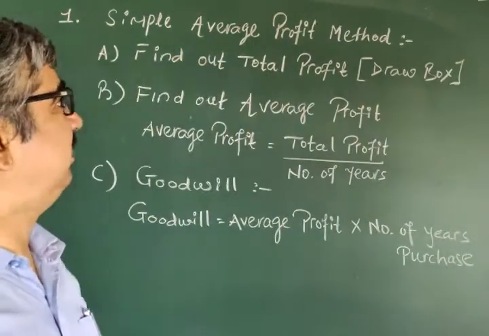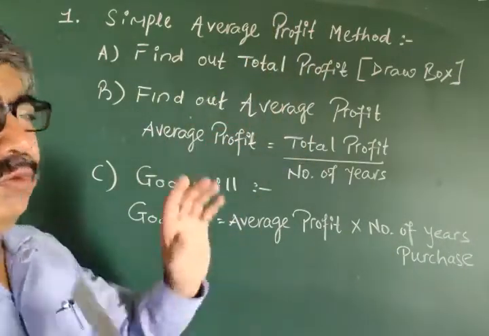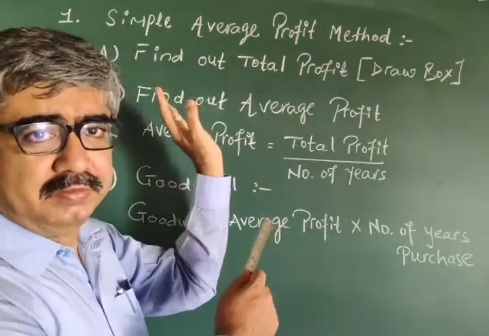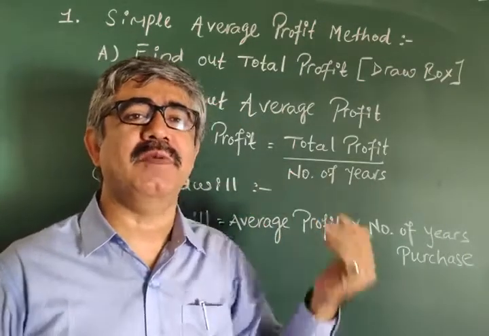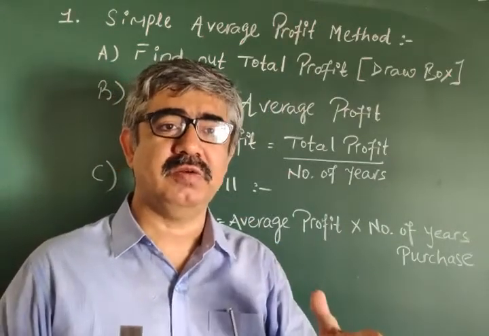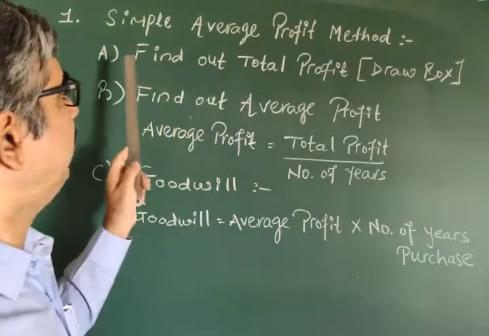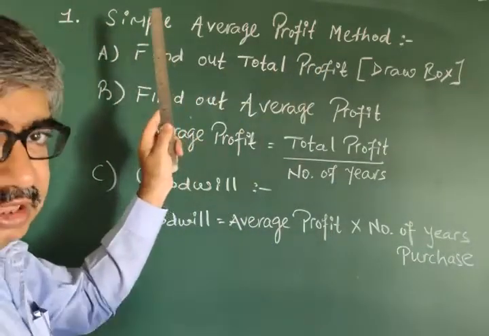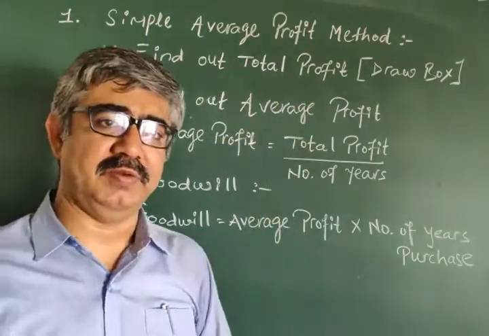Now let's continue with this simple average profit. Which are the steps? You may find a few odd things over here, but those are the toppings, the add-on value which we are going to give you, which is normally not given in any textbook or reference. First step, how to find this mathematically? First step is to find the total profit.